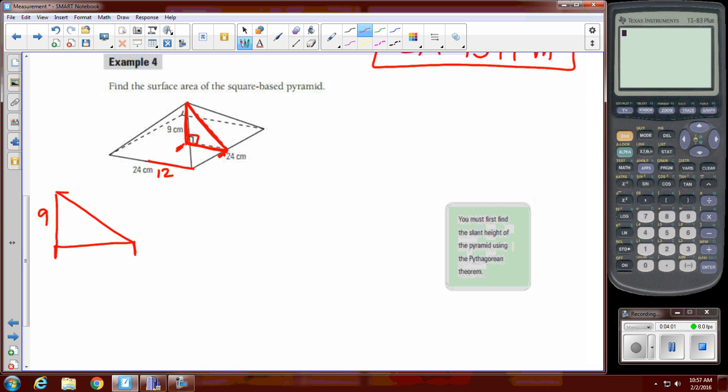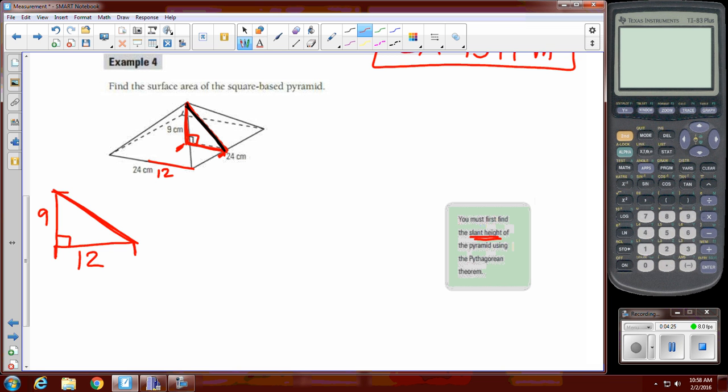So that would be 12. So we have a 9 and 12 triangle. We have to find what this piece is here. That's the part that's alongside the triangle. This is called our slant height, which they refer to in this little gray box. The slant height is the height on the edge of the pyramid.